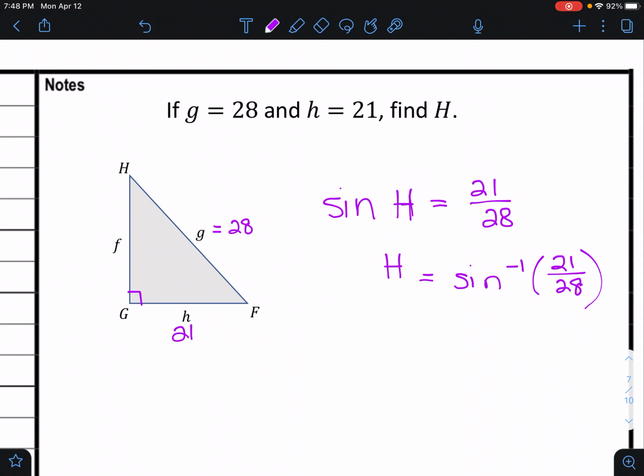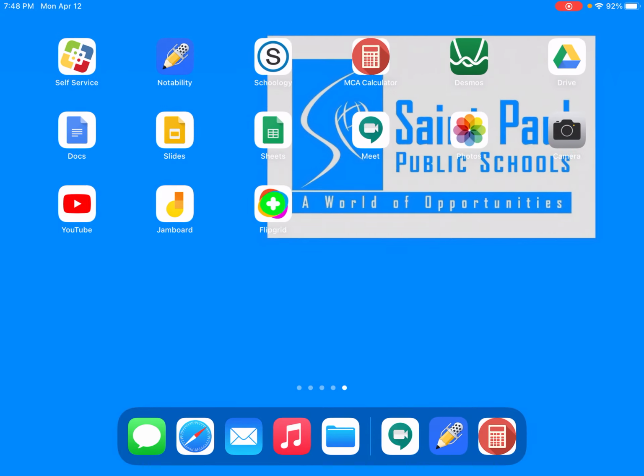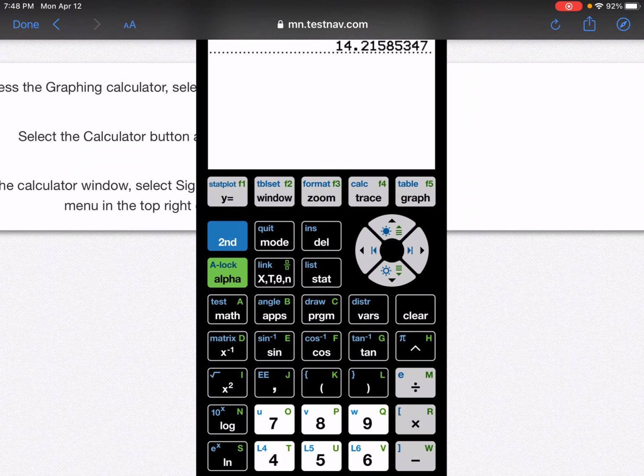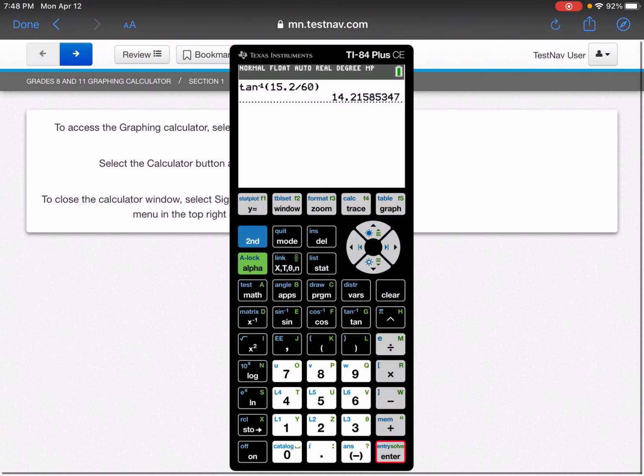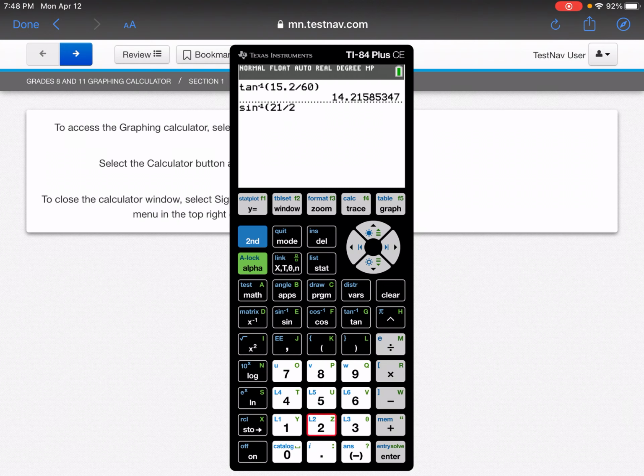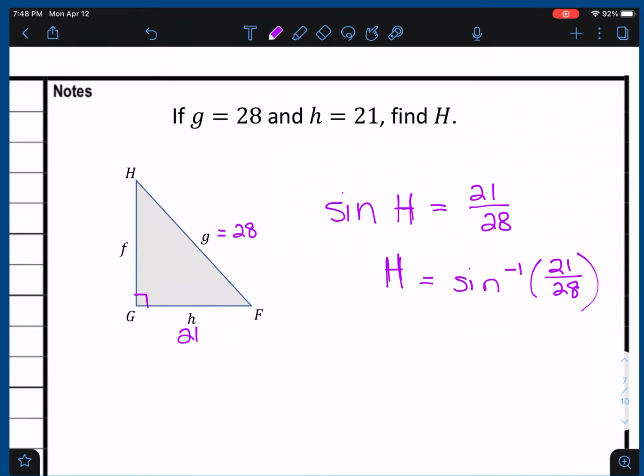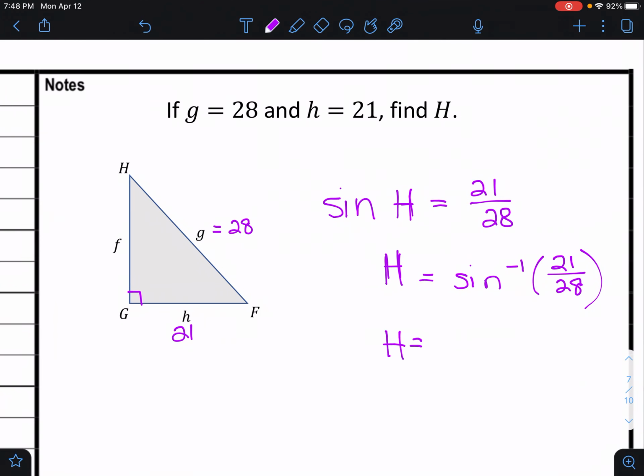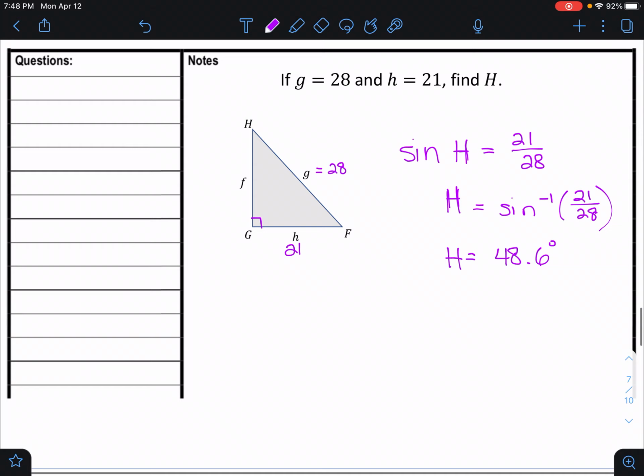Okay, so now, my writing kind of sucks on this. All right, so let's type it in. Second inverse sine of 21 divided by 28. And I get 48.6 if I'm rounding to the nearest tenth. So h is 48.6 degrees. Now remember, that's an angle, so put the degree symbol on there. Okay, cool, we've got that.